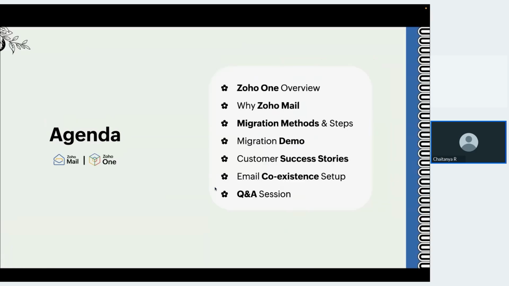Today's agenda is going to be, first we're going to see what Zoho One is, and then why Zoho Mail, their offerings, how you can migrate, a few demos on migration, a few success stories, and we will see one of the most important things that is available in Zoho Mail, which is the coexistence setup. We will also have a look at that, and then we'll end the session with Q&A.